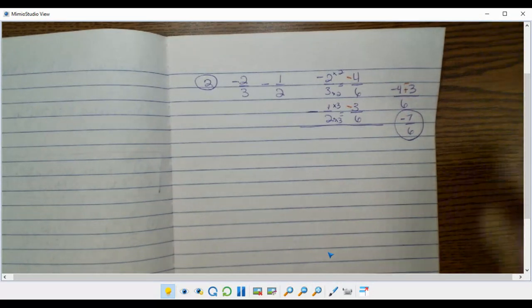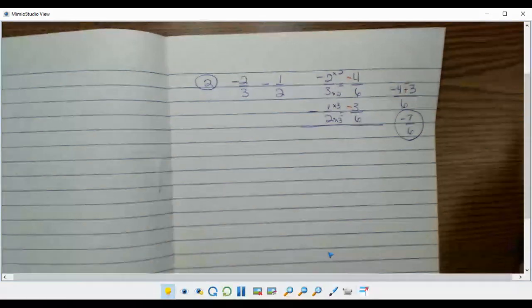And you guys are all sitting there twitching going, wait, but you do not have to switch it to a mixed number. I'll say it again. You do not have to switch it to a mixed number.